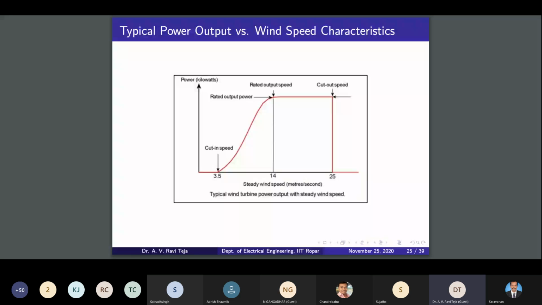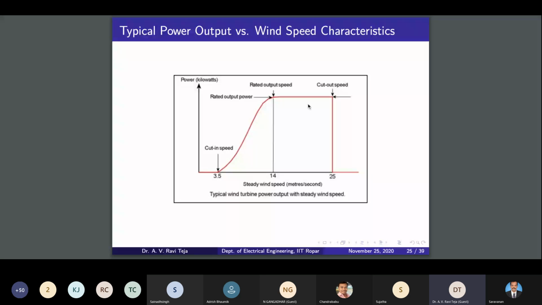So for the maximum wind speed at the given location, we have decided how much turbine rating and other ratings. After that, you will have to obtain a power output versus wind speed characteristic. Why this is important is because the final input going into the wind power generation system is wind at a given speed, and finally what I am generating is power. So that is final input versus final output, right?